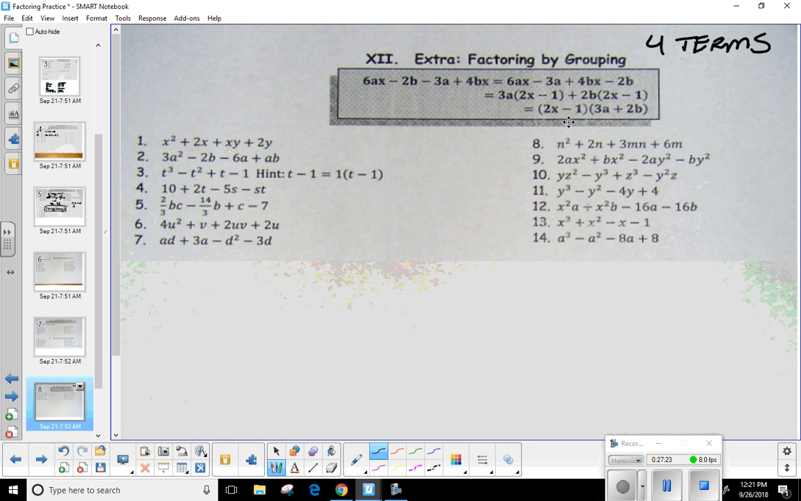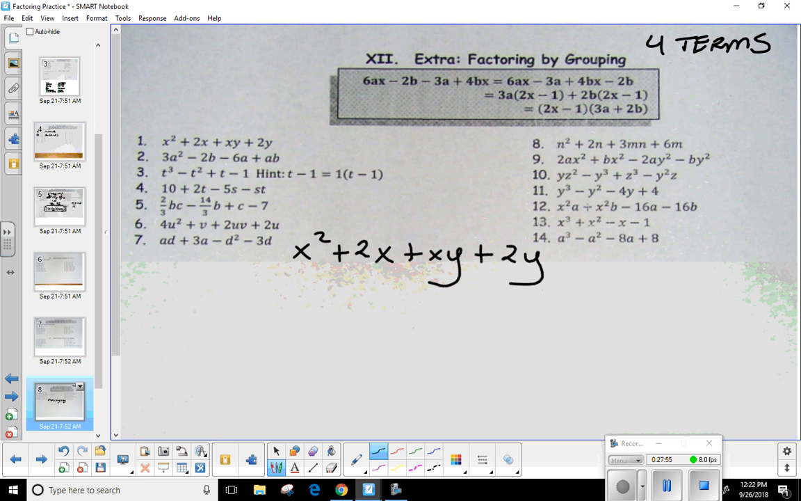So this is at the very end. This is section 12, factoring by grouping. Well, you want to use grouping if you have 4 terms, okay? Well, look at all 4. Is there a GCF? Something that divides all 4 of them? No, not in this case. So it is possible to have a GCF for all 4 terms and still be able to use this method. But this one does not. So x squared plus 2x plus xy plus 2y.